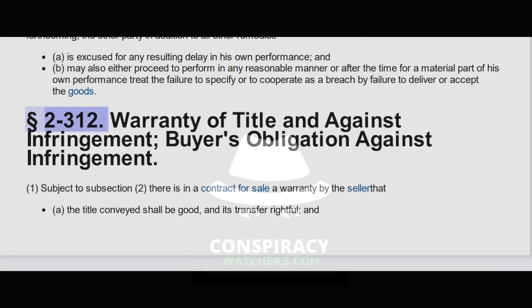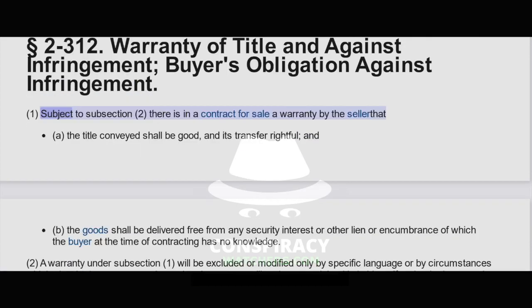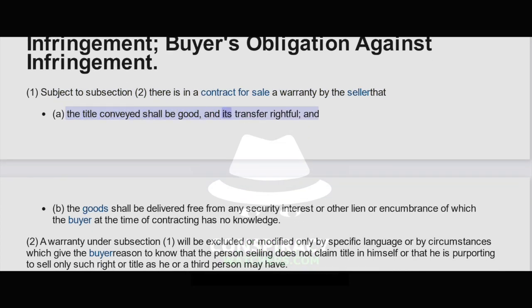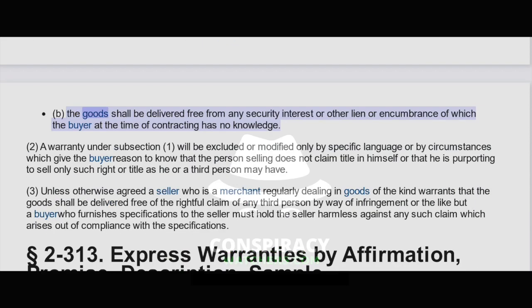Section 2-312. Warranty of title and against infringement. Buyer's obligation against infringement. Subject to subsection, there is in a contract for sale a warranty by the seller that the title conveyed shall be good, and its transfer rightful, and the goods shall be delivered free from any security interest or other lien or encumbrance of which the buyer at the time of contracting has no knowledge.